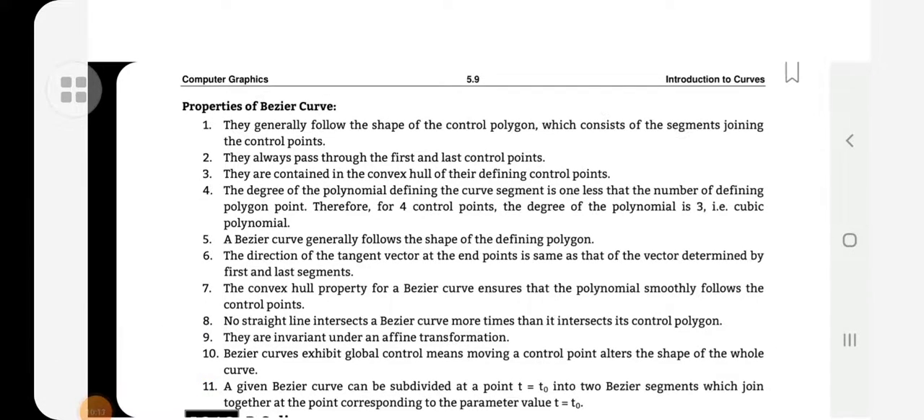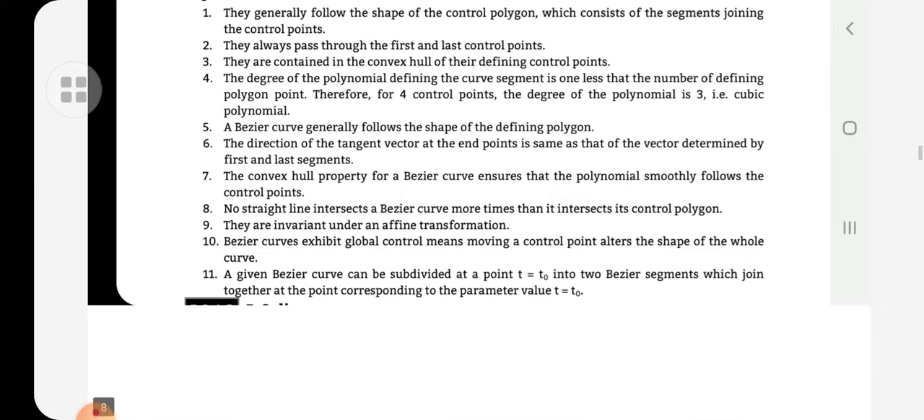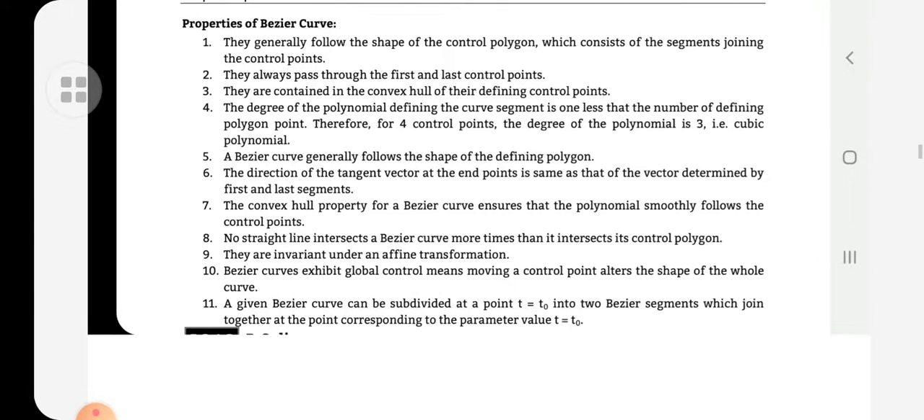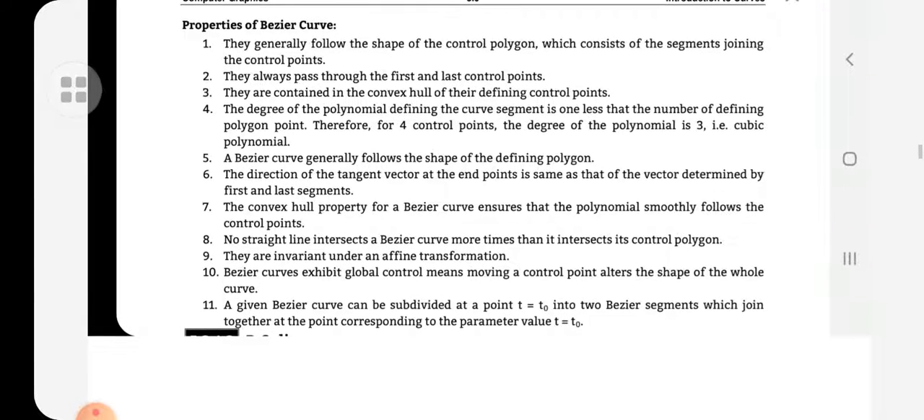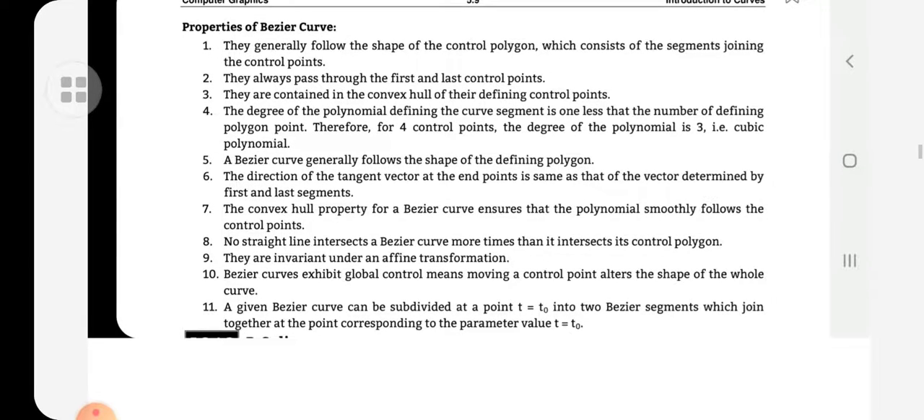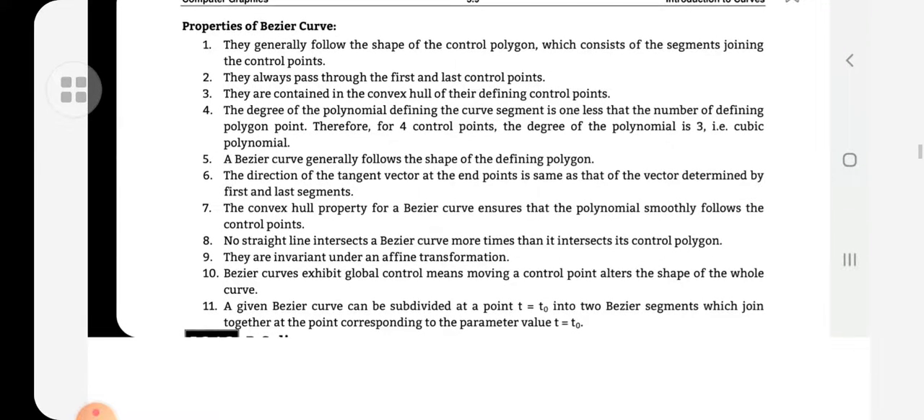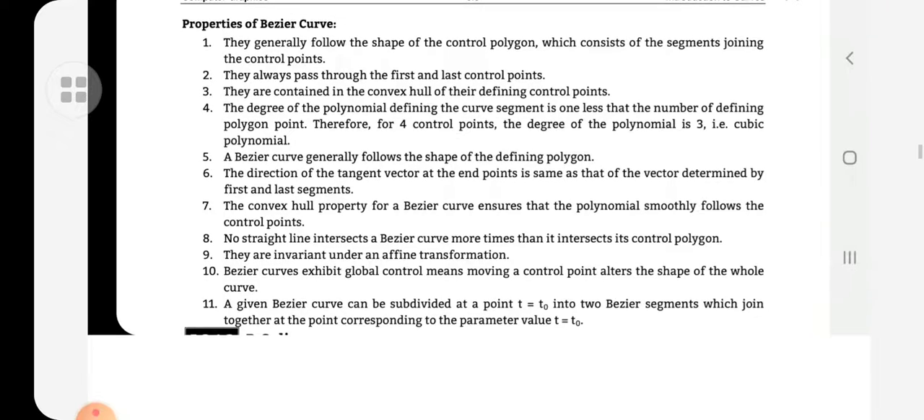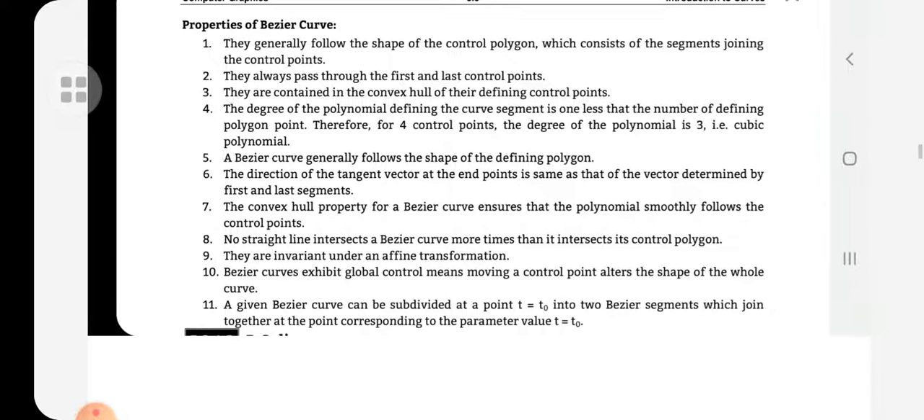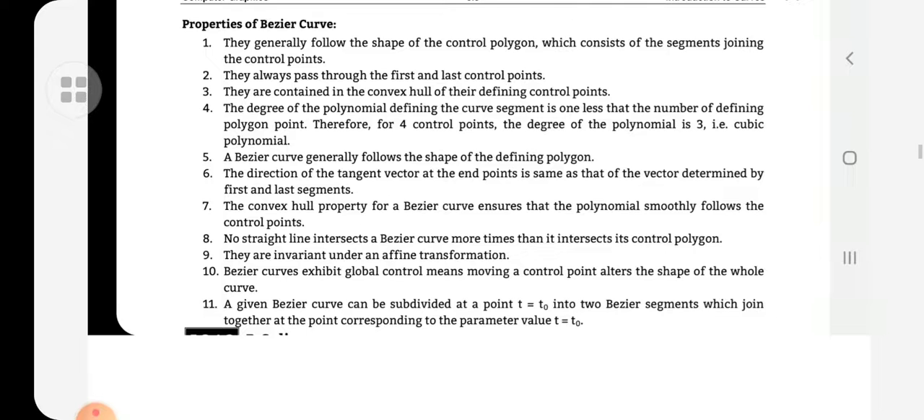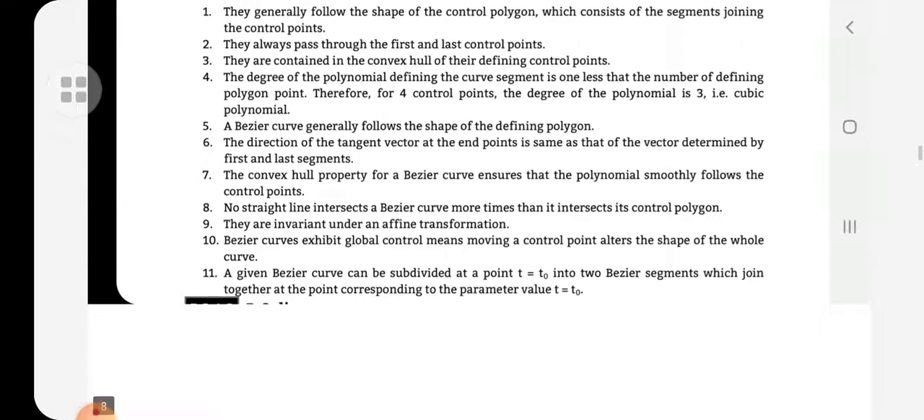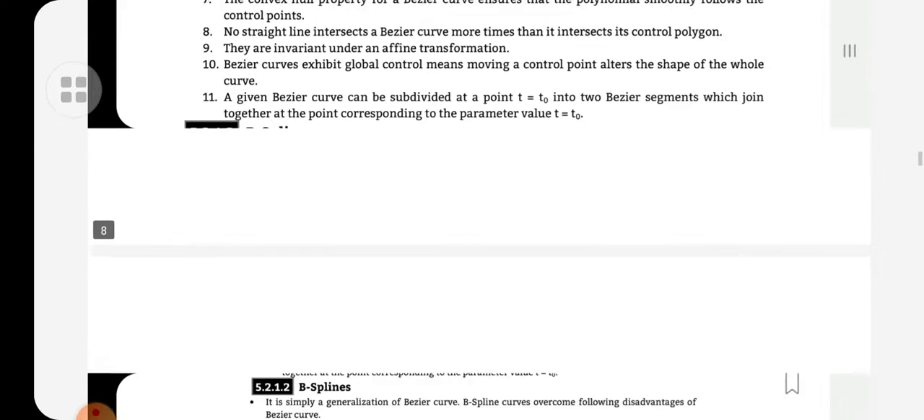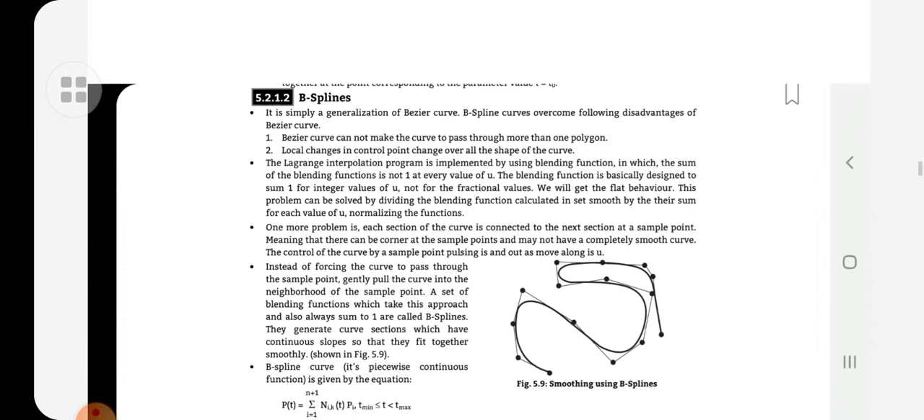They are invariant under affine transformations. And the Bezier curve exhibits global control, meaning that changing a control point alters the shape of the whole curve, and a given Bezier curve can be subdivided at a point t equal to t0 into two Bezier segments which join together at the point corresponding to the parameter value t equal to t0.